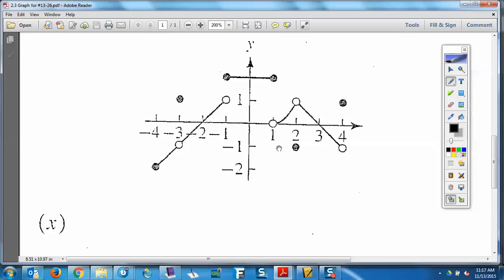It's the third one, isn't it? No. That's the second one. I'm sorry, it's not the third one. It's the second one. The limit does not exist.